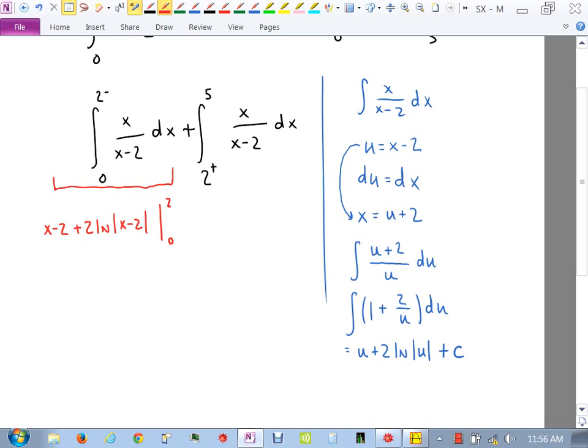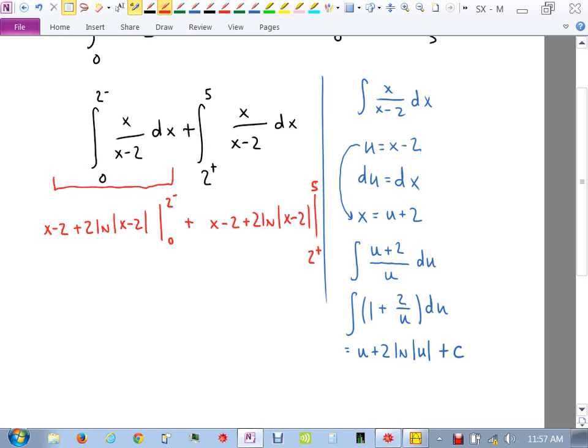0 to 2 from the left. Plus the other one is the same thing, x minus 2 plus 2 natural log x minus 2, evaluated from 2 from the right to 5. Now this one's going to work exactly like the other one did because of the absolute value on the natural log. Any questions though up to this point?